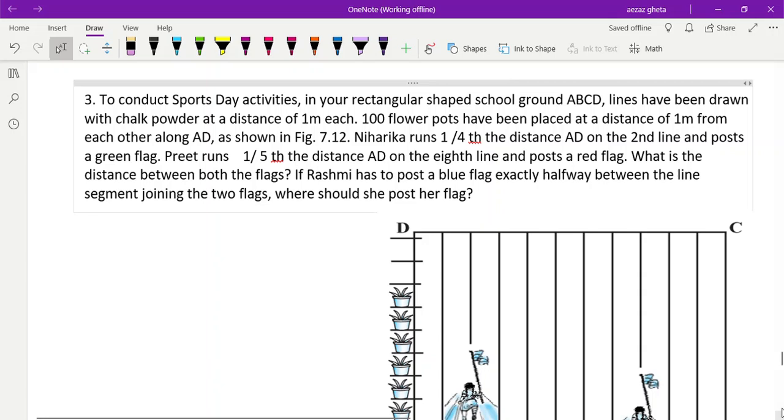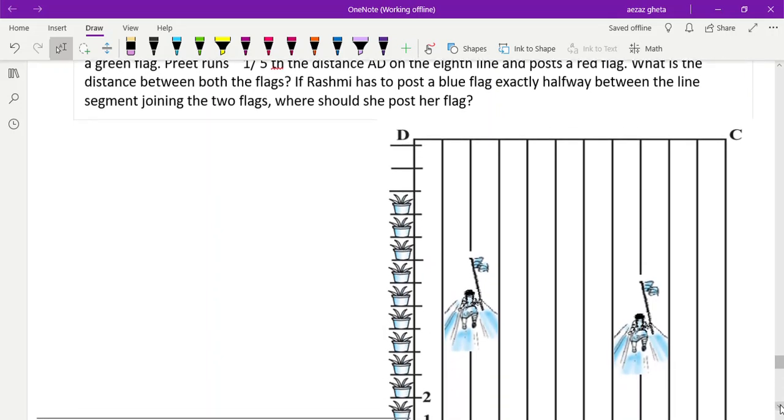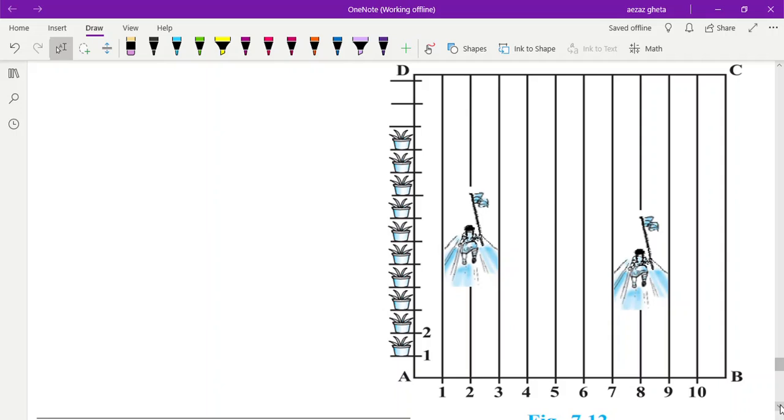Here is the diagram. Let me explain this. Along AB they have drawn lines with chalk powder, 1, 2, 3, at a distance of 1 meter each, and along AD, this side, they have kept a flower pot at a distance of 1 meter each. 100 flower pots are there.